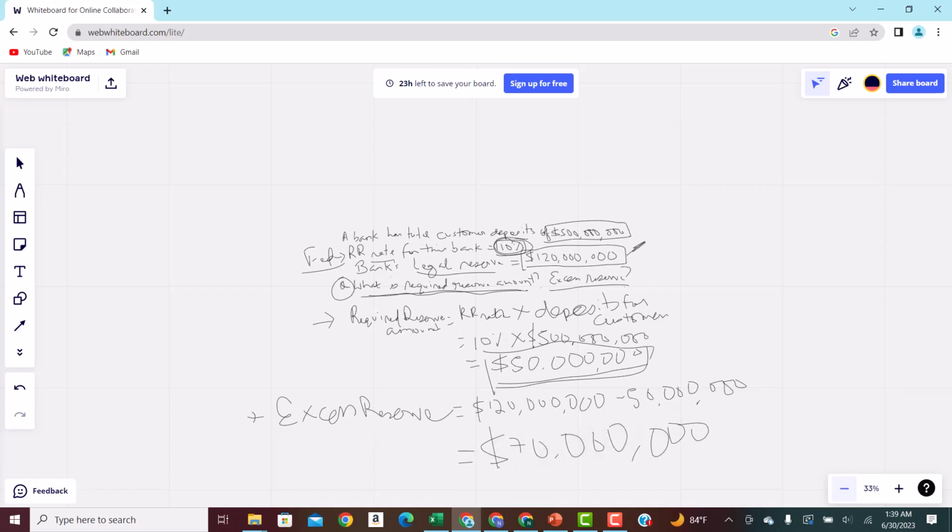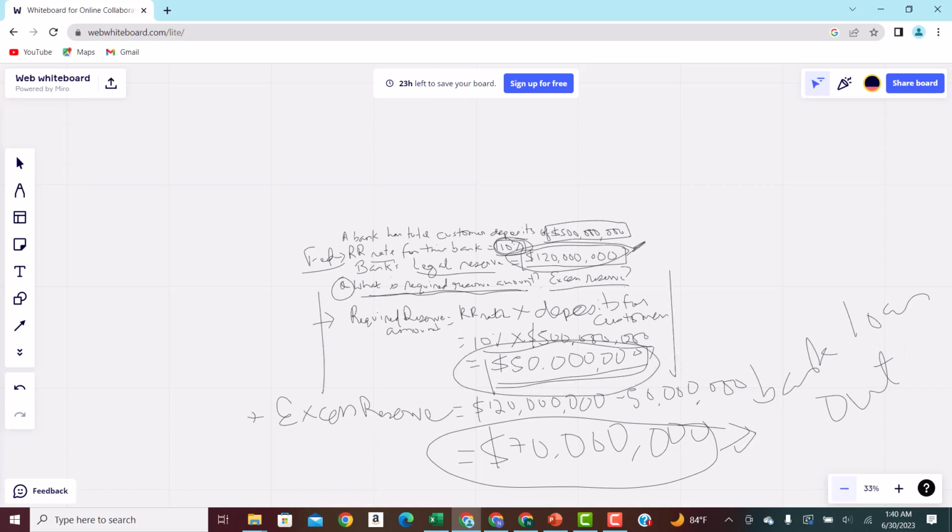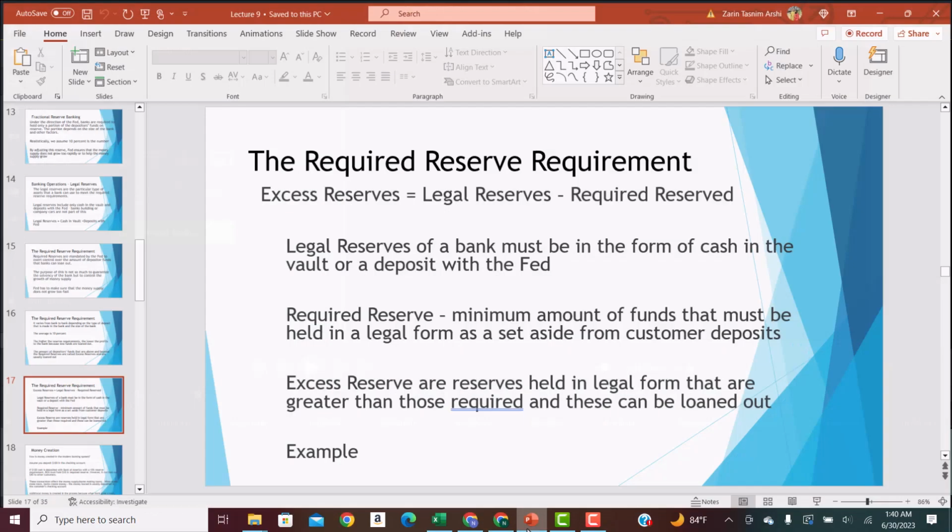This 70 million is the amount of funds that the bank can loan out into the economy. So out of the 120 million legal reserve, they have to keep 50 million as required reserve as set by the Fed, and the remaining $70 million will be loaned out by the bank to businesses and individuals for investments and personal consumption. Hopefully this example is helpful for you to understand how these reserves work.